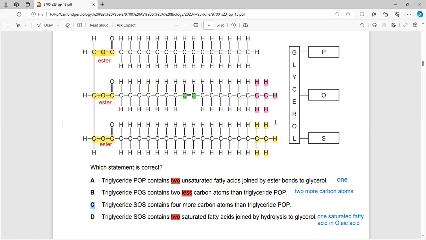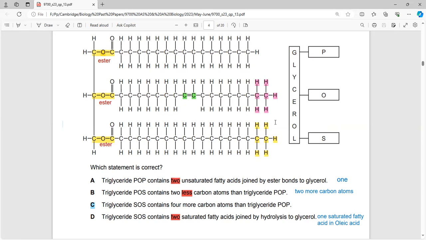Okay, now option C, the triglyceride SOS contains 4 more carbon atoms than the triglyceride POP. If you're replacing the P with the S, if you're using 2 stearic acids, obviously each contains 2 extra carbon atoms. So the 2 stearic acids as compared to the 2 palmitic acids will contain 4 extra carbons. So that's why C is our correct option here.